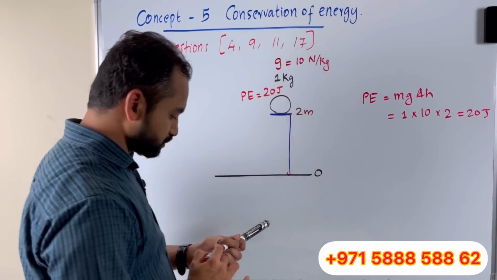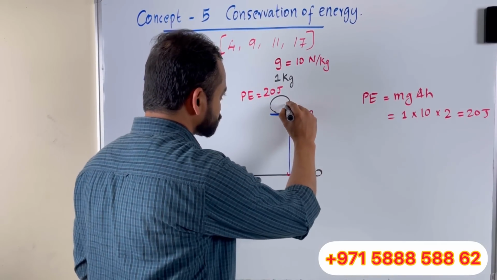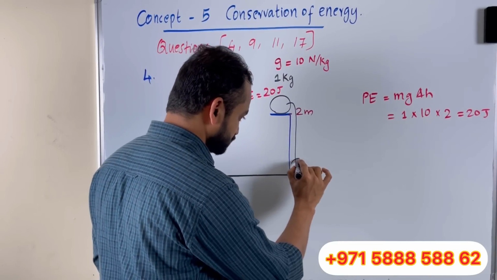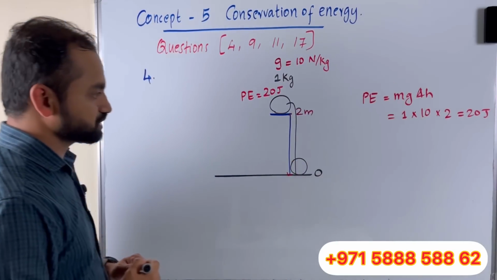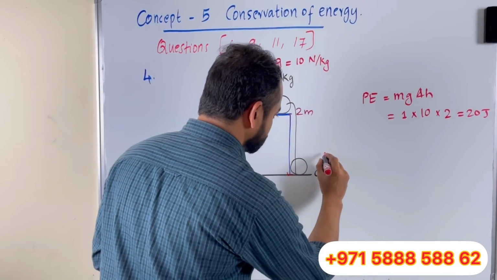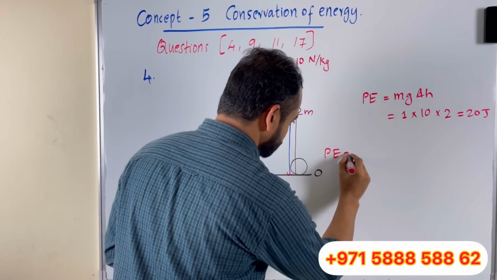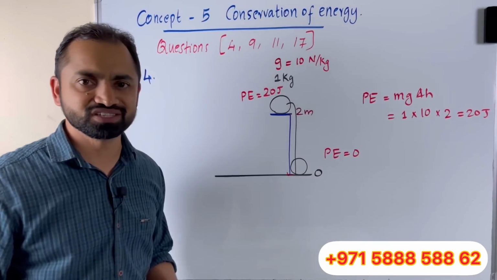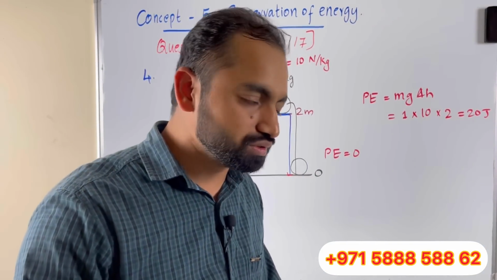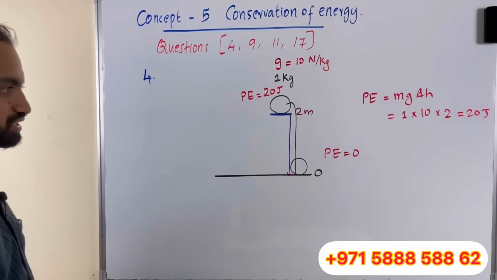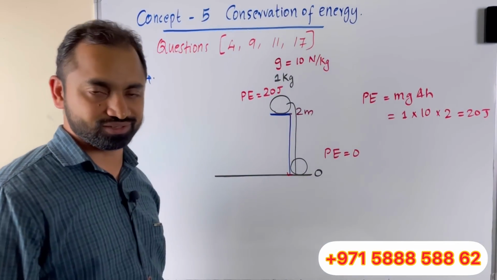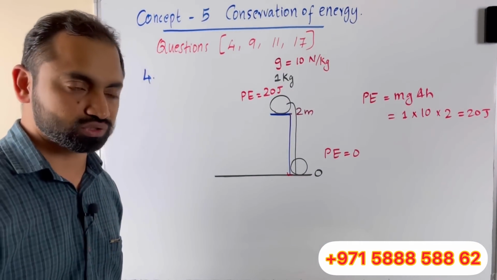If the ball falls to the ground, when the ball reaches here, what is its potential energy? Its potential energy becomes 0. Why? Because the height is 0. Now the ball is on the ground, so its potential energy is equal to 0. So the ball lost its potential energy.